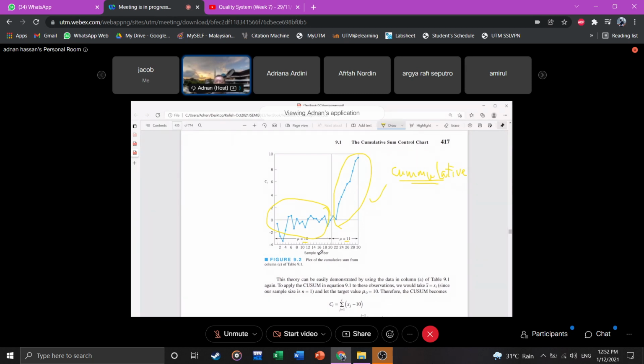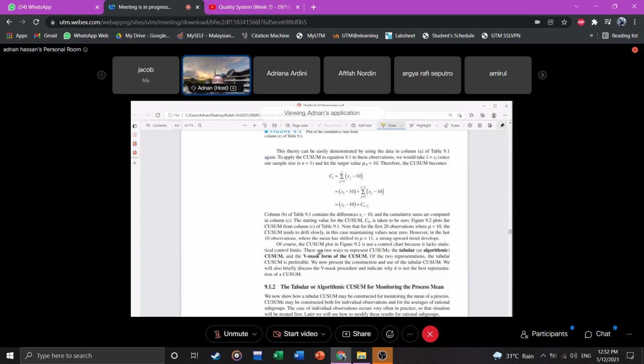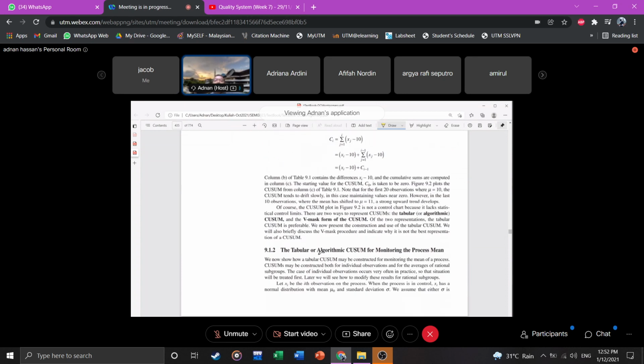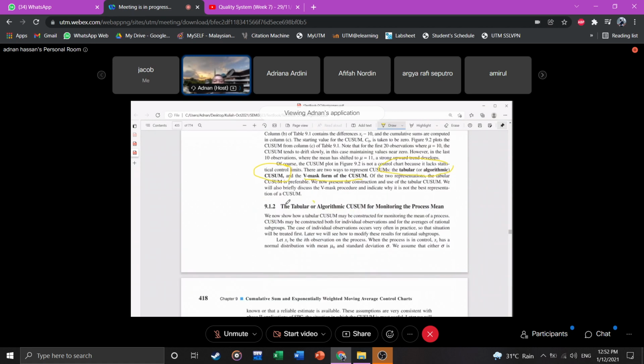So this is the advantage of using cumulative sum compared to the X chart. This is the understanding of how the cumulative sum can be used. But this chart can be modified into what we call tabular Q-sum, or VMAS of Q-sum, so tabular or arithmetic Q-sum. There is a slightly different formula here.